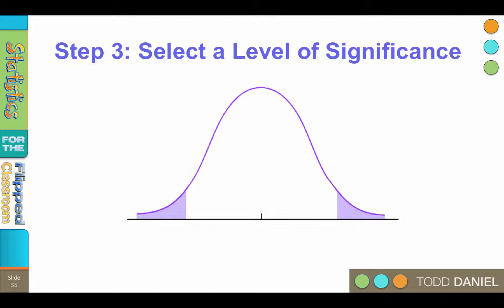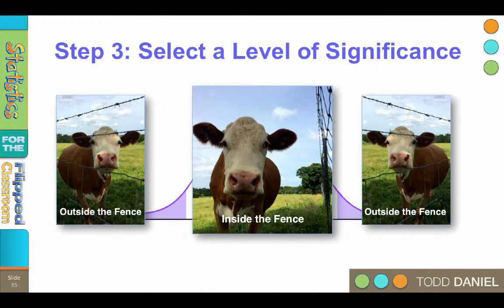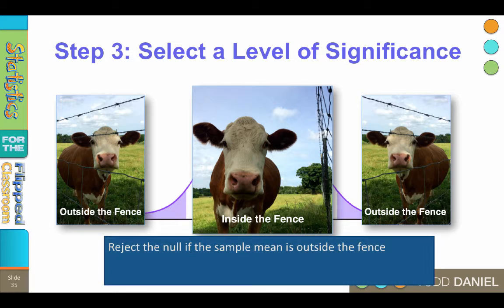We want to know whether our sample mean is outside of the fence or inside of the fence. If the cow is the population mean and we are the sample mean, are we on a different side of the fence? Sample and population are different? Or are we on the same side of the fence? Sample and population are the same. Remember that we are testing a null hypothesis that says that the sample and the population are the same.